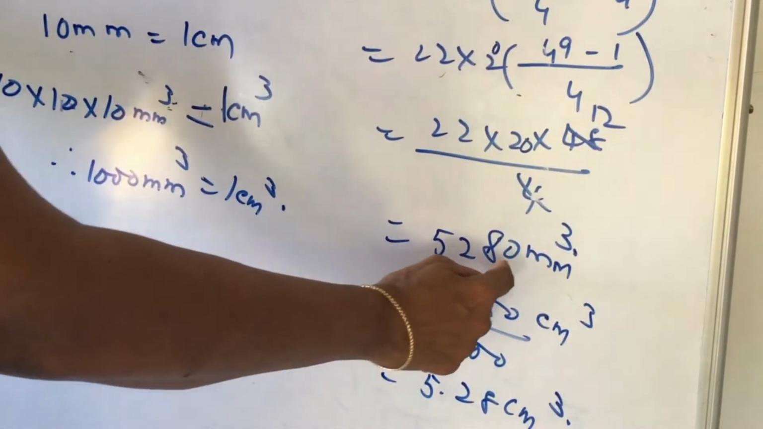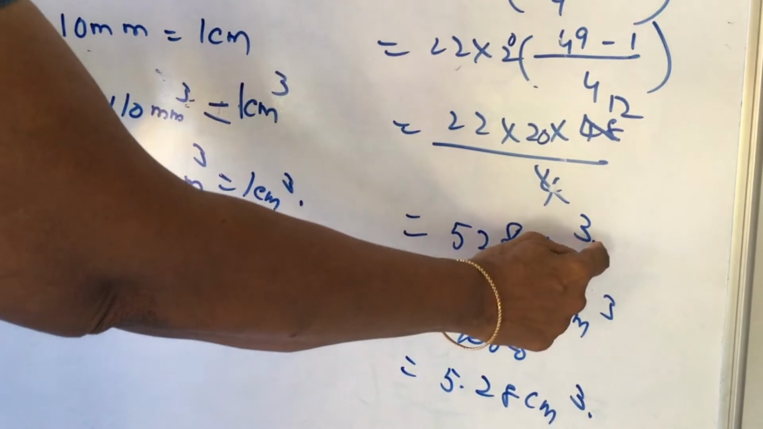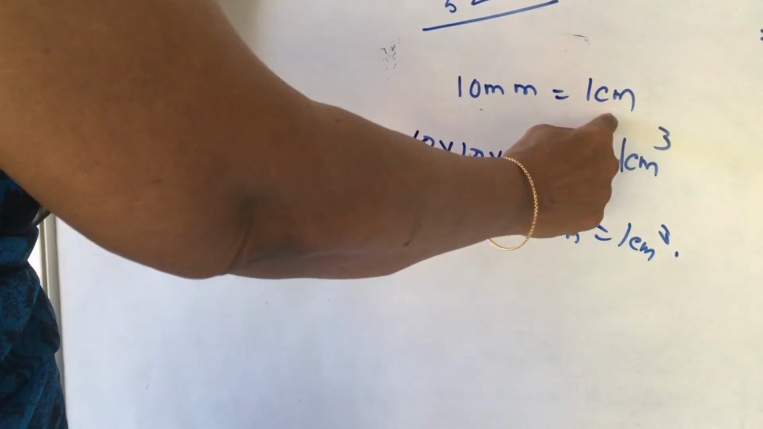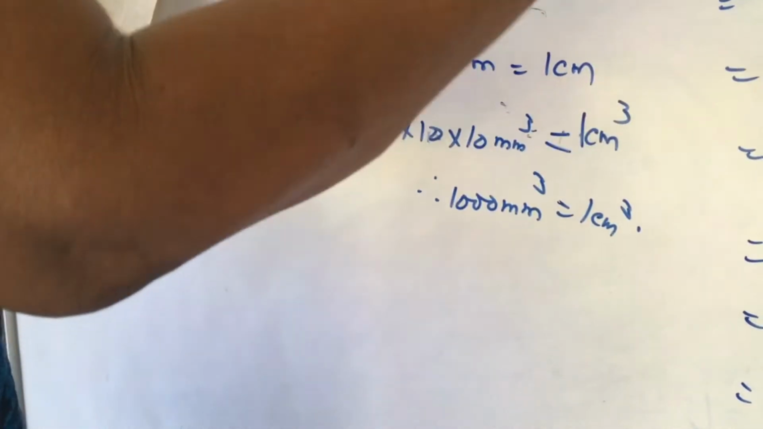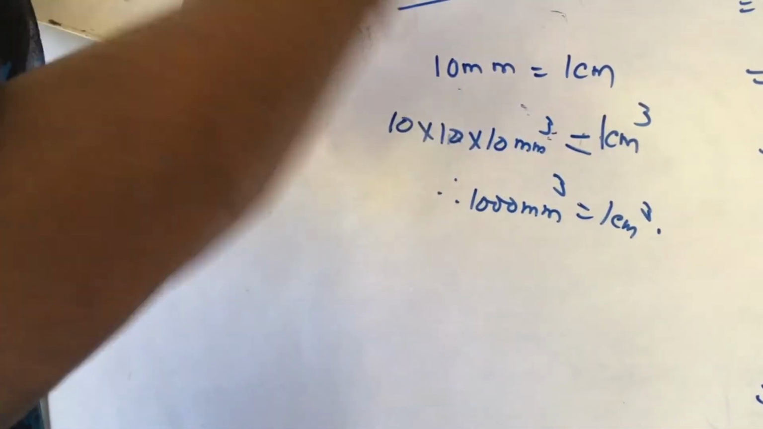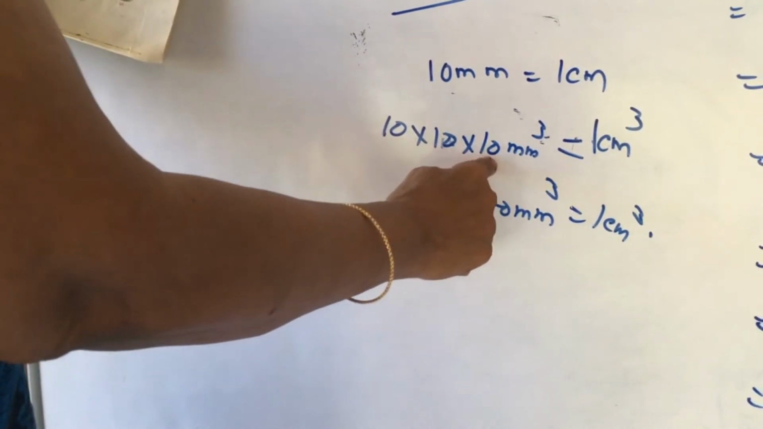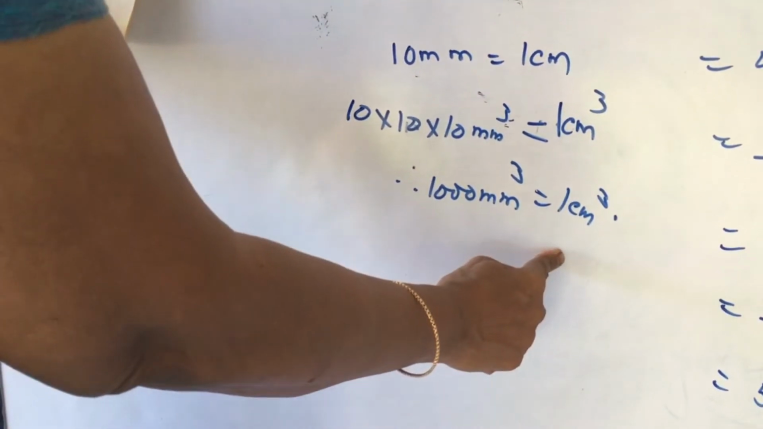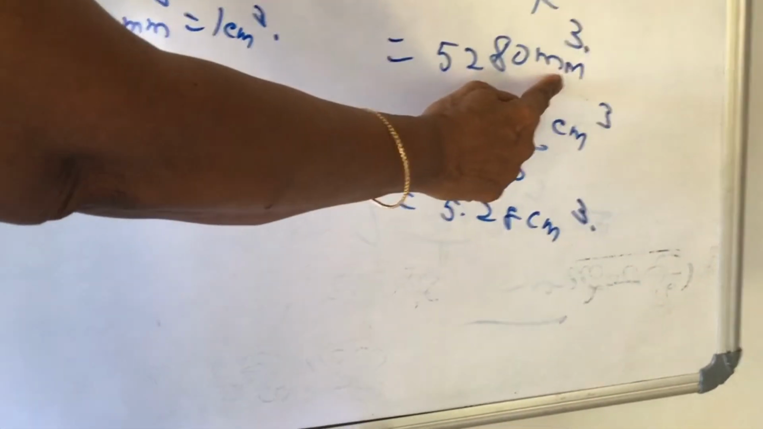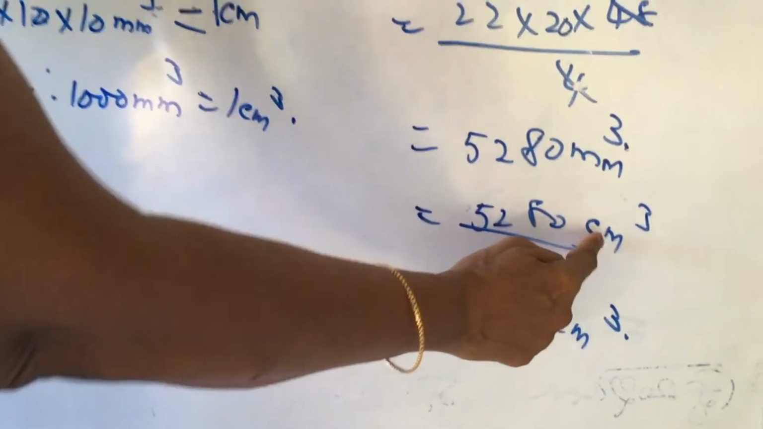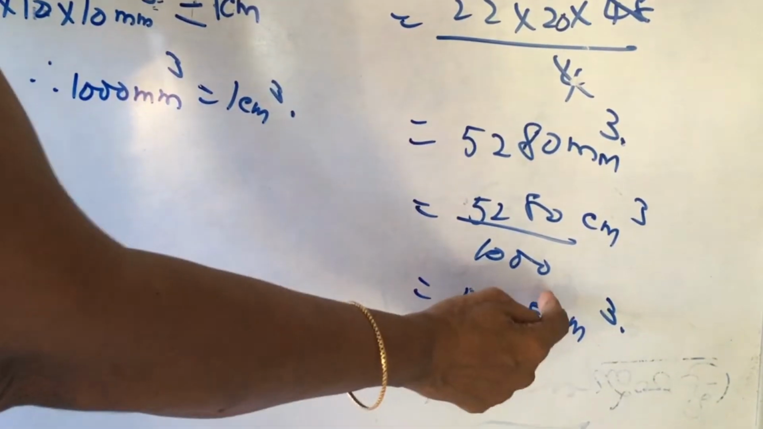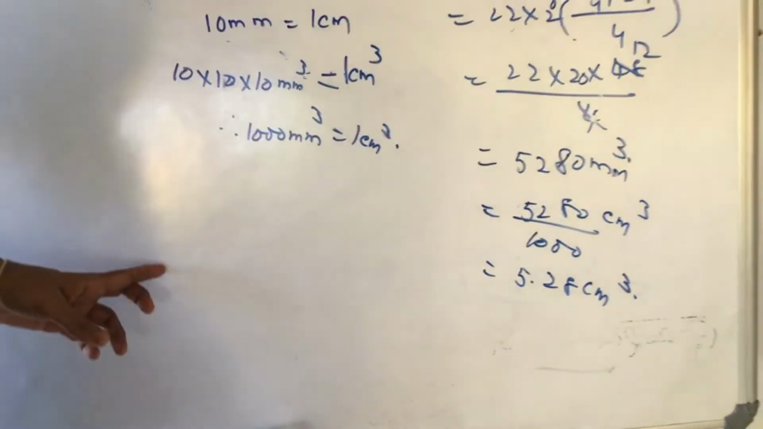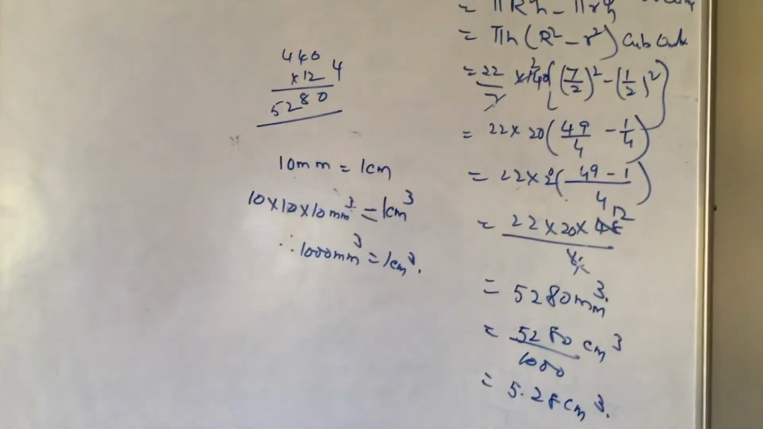After cancellation, we get 5280 cubic millimeters. 10 millimeters is 1 centimeter, and we want cube. Cube means how many times? 3 times. 10 into 10 into 10, that is 1000 millimeters cube is equal to 1 centimeter cube. To convert millimeter cube into centimeter cube, what do you have to do, children? Divide by 1000, which is equal to 5.28 centimeters cube. Please go through the sum, all of you.